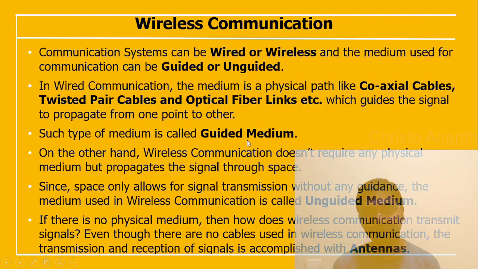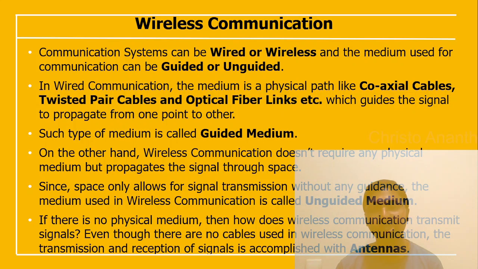A communication system, as you know, can be either wired or wireless, and the medium used can be a guided medium or an unguided medium. In wired communication, the medium is a physical path, like a coaxial cable, a twisted pair cable, or optical fiber links, which guide the signal to propagate from one point to another. This one you can call the guided medium. Wireless communication does not require any physical medium, but propagates the signal through space. Since space allows signal transmission without any guidance, the medium used in wireless communication is the unguided medium.